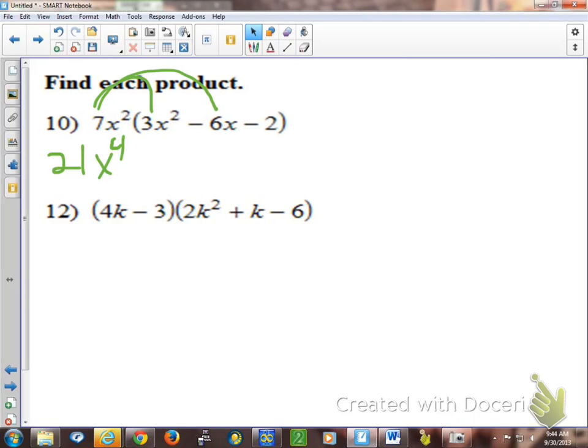7 times negative 6? What's 7 times negative 6? Actually, I'll tell you what. You do the x's. What's x squared times x? You have 2 of them, you have 1 of them, and when you multiply, you just put them together. Very good. And what is 7 times negative 6 for the first part? Negative 42x cubed. And then 7 times negative 2? I think that's negative 14. And there's only 2 x's in this, so it just sticks around.